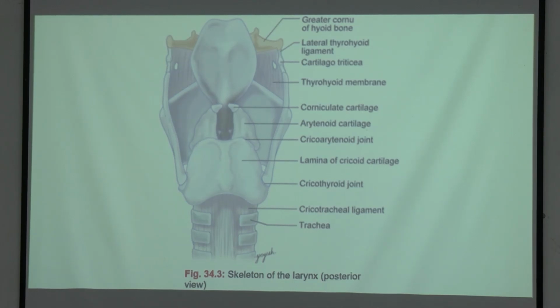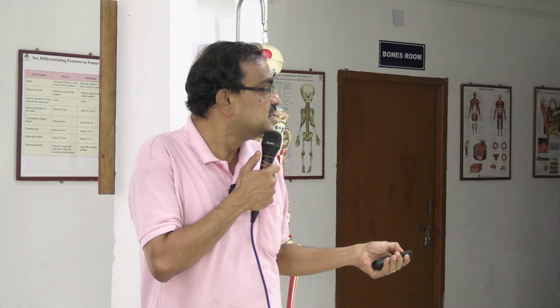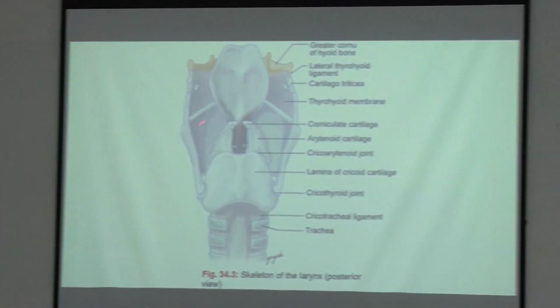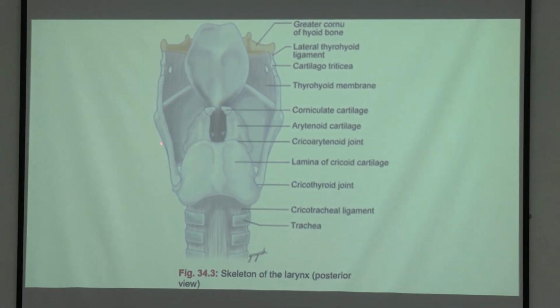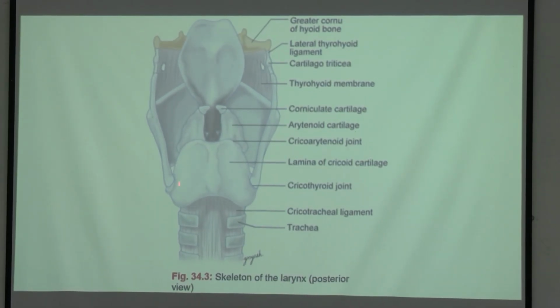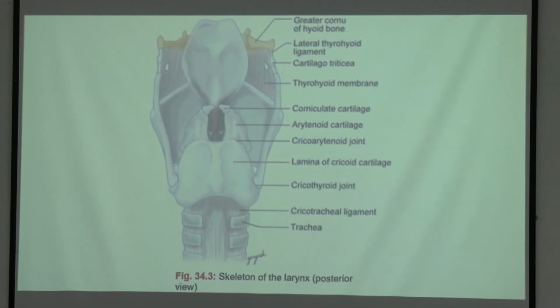There are so many cartilages. There are three unpaired laryngeal cartilages. One is the epiglottis, one is the cricoid, and one is the thyroid. Epiglottis, thyroid cartilage, and cricoid cartilage. They are the three unpaired cartilages.